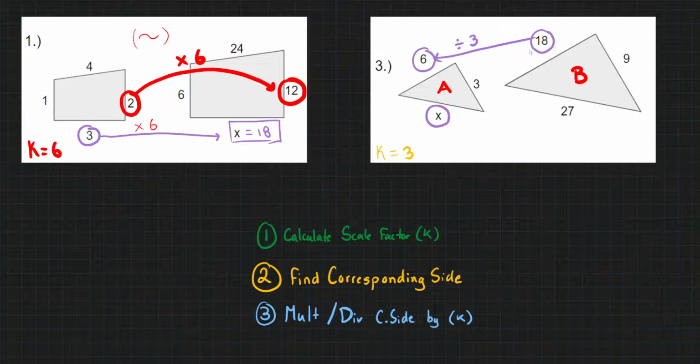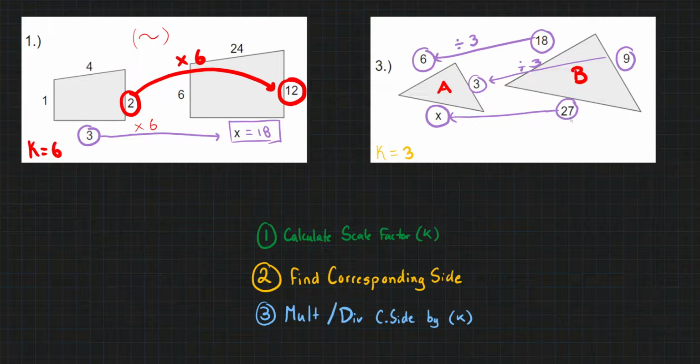Brain fart there. And we can verify this. If my scale factor is 3, then 9 divided by 3 should get me 3. And it does. So we can be confident about this scale factor. We found the scale factor. We found the corresponding sides. Now, since I'm going from bigger to smaller, we're going to divide by the scale factor to get my x. 27 divided by 3 is 9. So x equals 9.